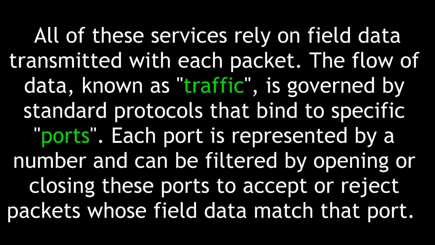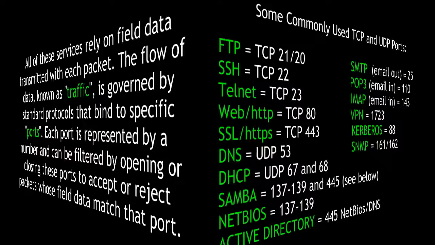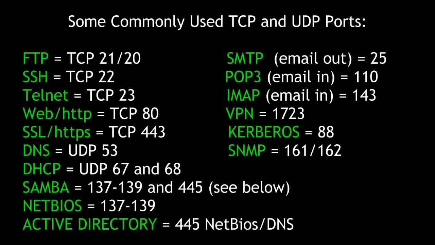The flow of data, known as traffic, is governed by these standard protocols that bind to specific ports. Each port is represented by a number and can be filtered by opening or closing these ports to accept or reject packets whose field data match that port. This is how we configure and use iptables, or any other firewall for that matter. There are many standard and commonly used transmission control protocol and user datagram protocol ports. Here are just a few of them. If you want a particular service to be offered by your server, you need to open the port so that the server can serve out that service to clients on the network.